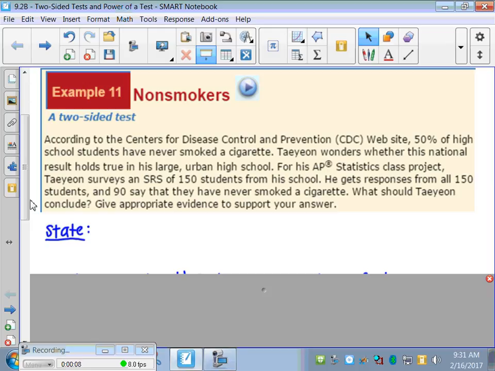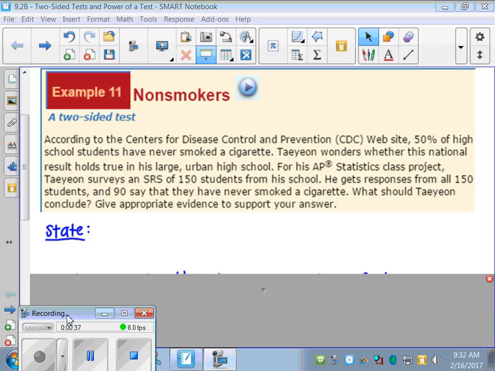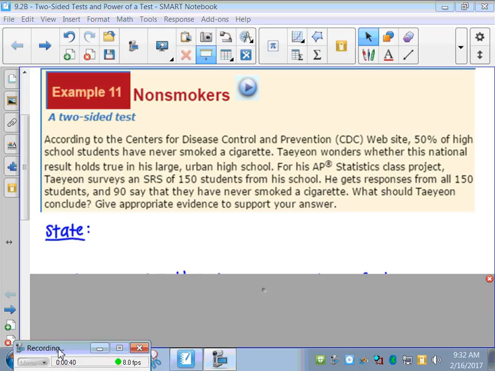According to the Center for Disease Control and Prevention website, 50% of high school students have never smoked a cigarette. Taeyeon wonders whether this national result holds true in his large urban high school. For his AP Stats class project, Taeyeon surveys a simple random sample of 150 students from his high school. He gets responses from all 150 students, and 90 say they've never smoked a cigarette. What should Taeyeon conclude? Give appropriate evidence to support your answer.